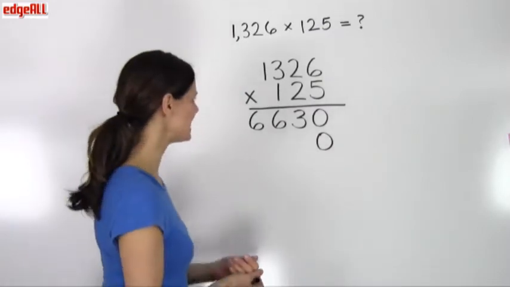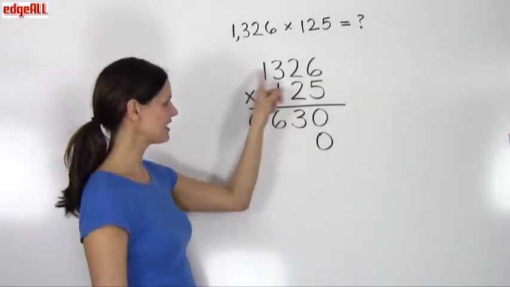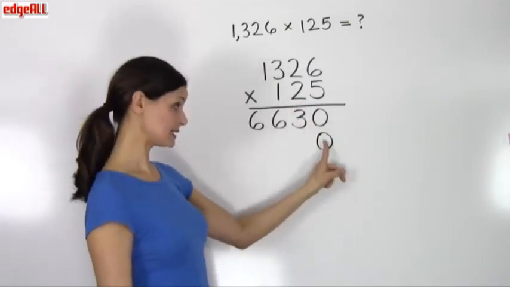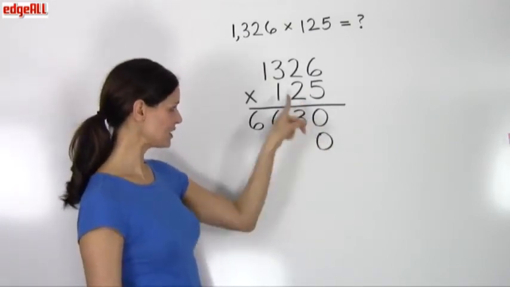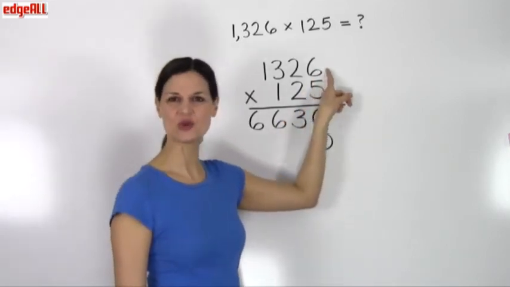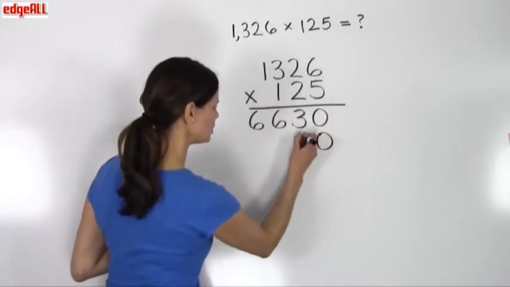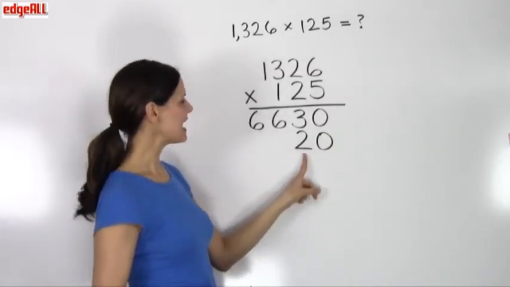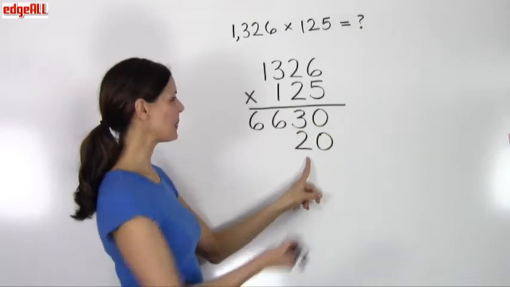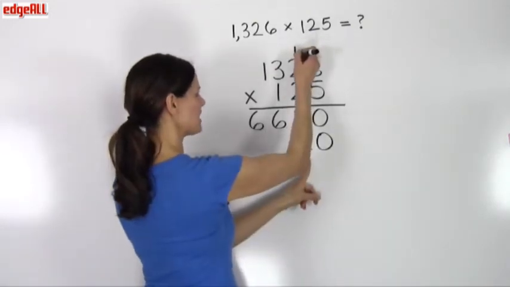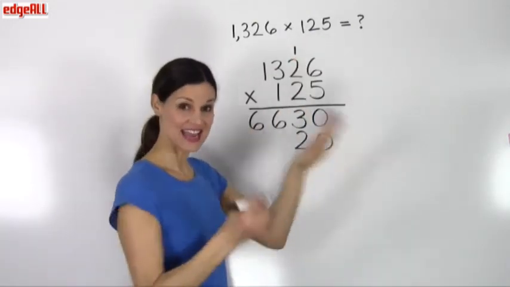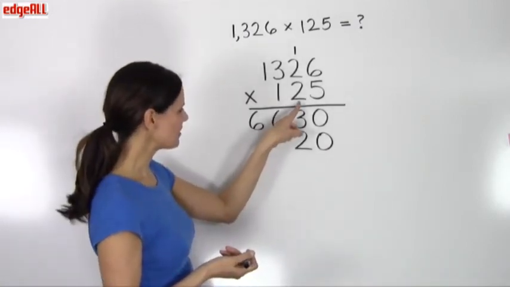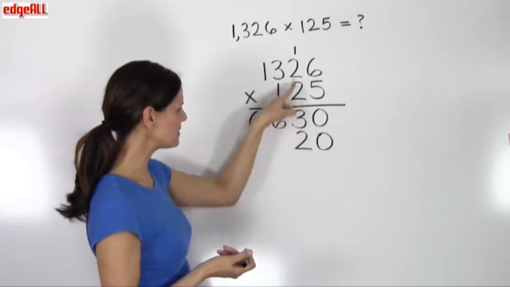So let's get to work now on multiplying everything on the top number by the 2 here in the tens place. So I've placed my 0 and now I can get to work. 2 times 6 equals 12. So I'm going to put the 2 of my answer 12 here, and I'm in the tens place, and I'm going to put the 1 of my answer 12 here in the next highest place value column. So now I go here and I'm going to multiply 2 times 2.